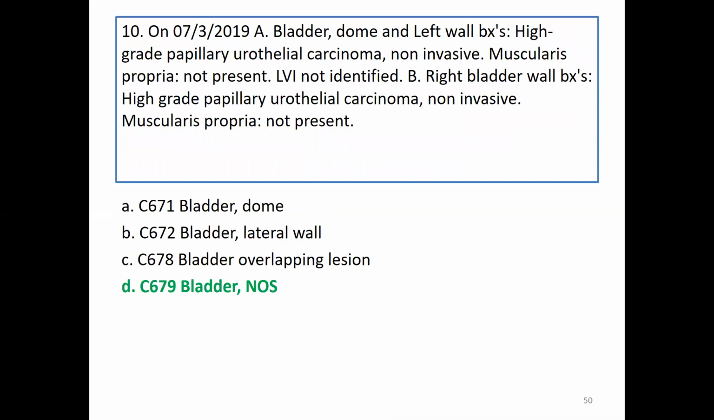And finally, number 10. Here, the right wall, the left wall, and the dome of the bladder are all involved, but it does not state that it's a massive size tumor to overlap all of these areas. It's just stating that those areas are positive. We don't really know where this might have started. So the best answer for number 10 is D, the bladder NOS code of C679.